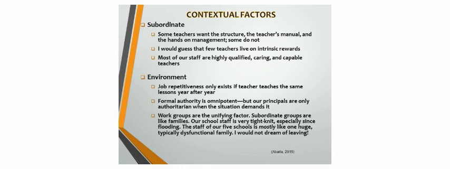Environmentally, job repetitiveness is not an issue unless the teacher makes it one. The principal has all the power. Luckily, she only plays the authority card when the situation demands it. As a district, the united work groups of 5 schools are like a large, often dysfunctional family. We're very tight-knit. We look out for each other. We're there for our coworkers in good times and bad. I would not dream of leaving this district.